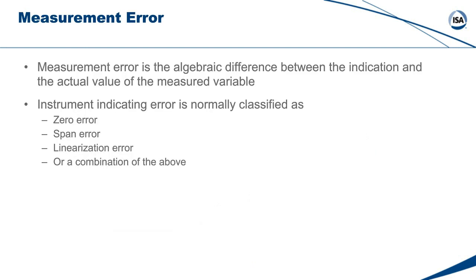Now let's look at measurement error. When a transmitter senses a measurement such as pressure, there's invariably some degree of error in the measurement. Measurement error is the algebraic difference between the indication at the transmitter and the actual value of the measured variable. As you can see, there are 4 types of measurement error: zero error, span error, linearization error, or a combination of all of the above.